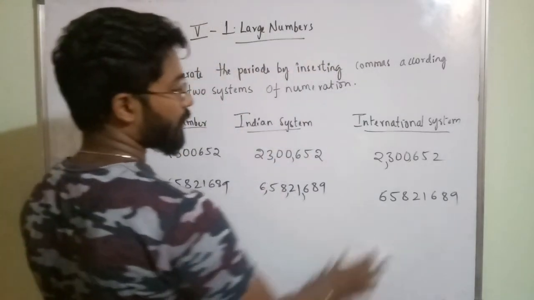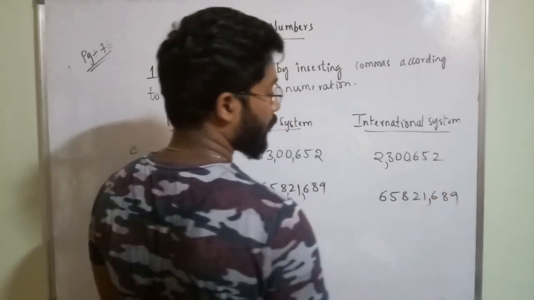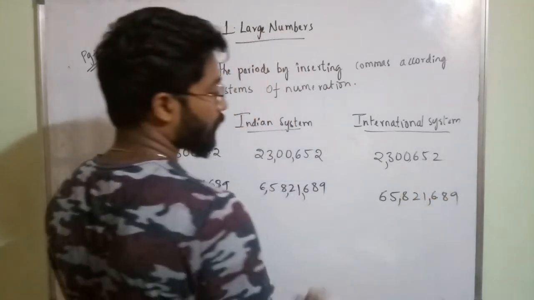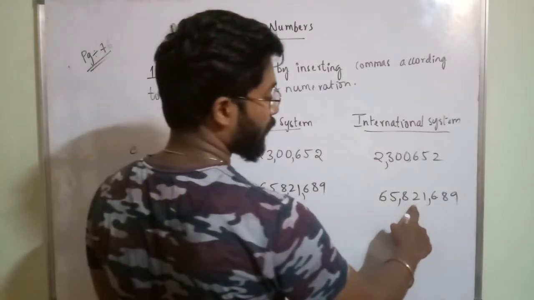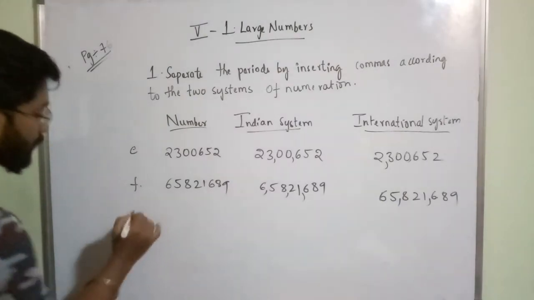That same number in the international system: after 3 digits, right to left, you have to put one comma, and after the next 3 digits you have to put one comma. So the number is 65,821,689. Okay. Next, G. What is G?